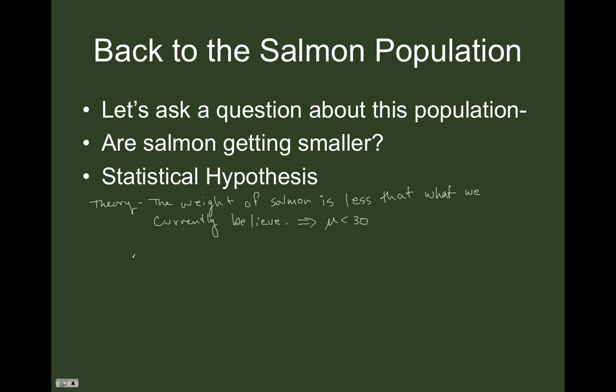So we would translate this theory as follows. The null is going to remain the status quo, that the actual population mean is mu equal 30, and the alternate is going to be that the true population mean mu is less than 30. And now I have a statistical hypothesis that I can test using data.